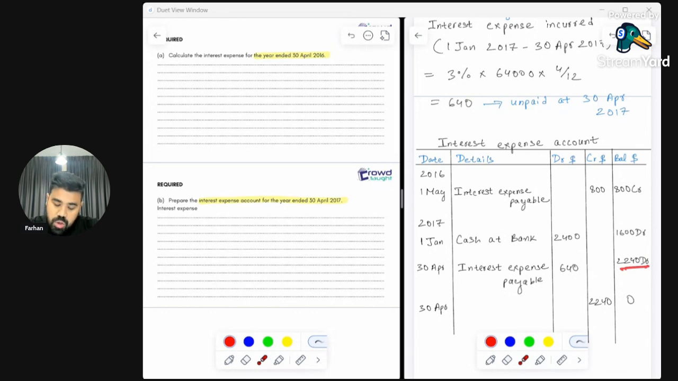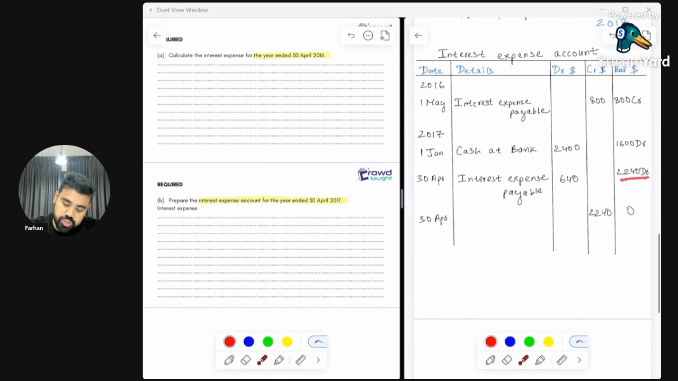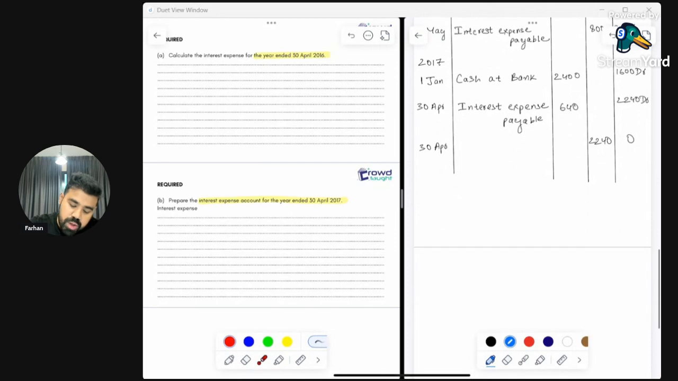All right, so what's happening here? We have to transfer this by performing a closing entry. And how do we perform the closing entry? I'll just show it to you in the journal entry format. So if you want to close this, what are we going to do?